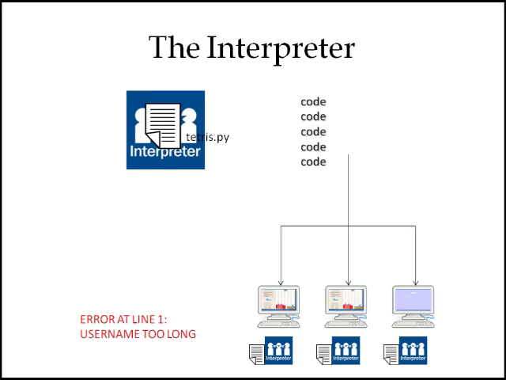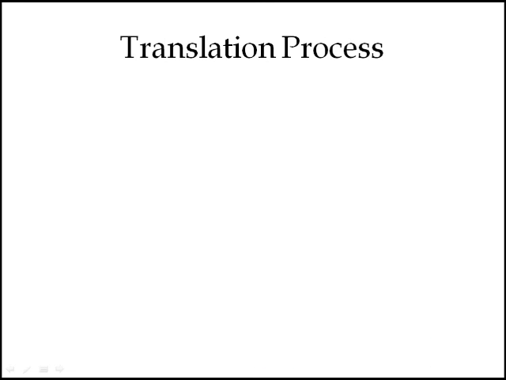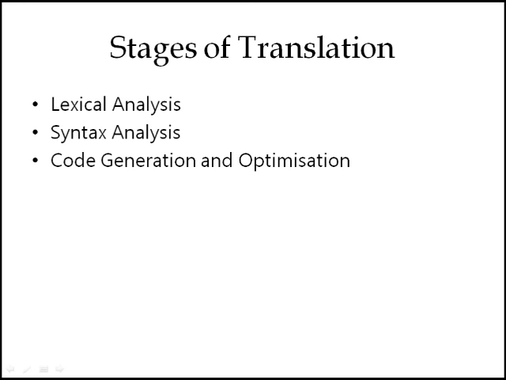The translation process. Now we know what compilers and interpreters are, we should find out how they work. Let's look at the stages of translation, sometimes called the compilation process. The process is broken into 3 stages: lexical analysis, then syntax analysis, then code generation and optimization. Each stage is a pass of the code, where parsing means to analyze.